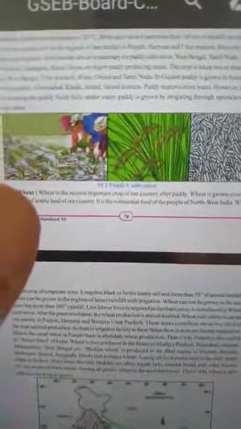Paddy requires more water. However, instead of keeping the paddy fields fully under water, paddy is grown by irrigating through sprinklers using less water. Sprinklers, you know, where water flows through a pipe and spreads all over the farm. That is a sprinkler.